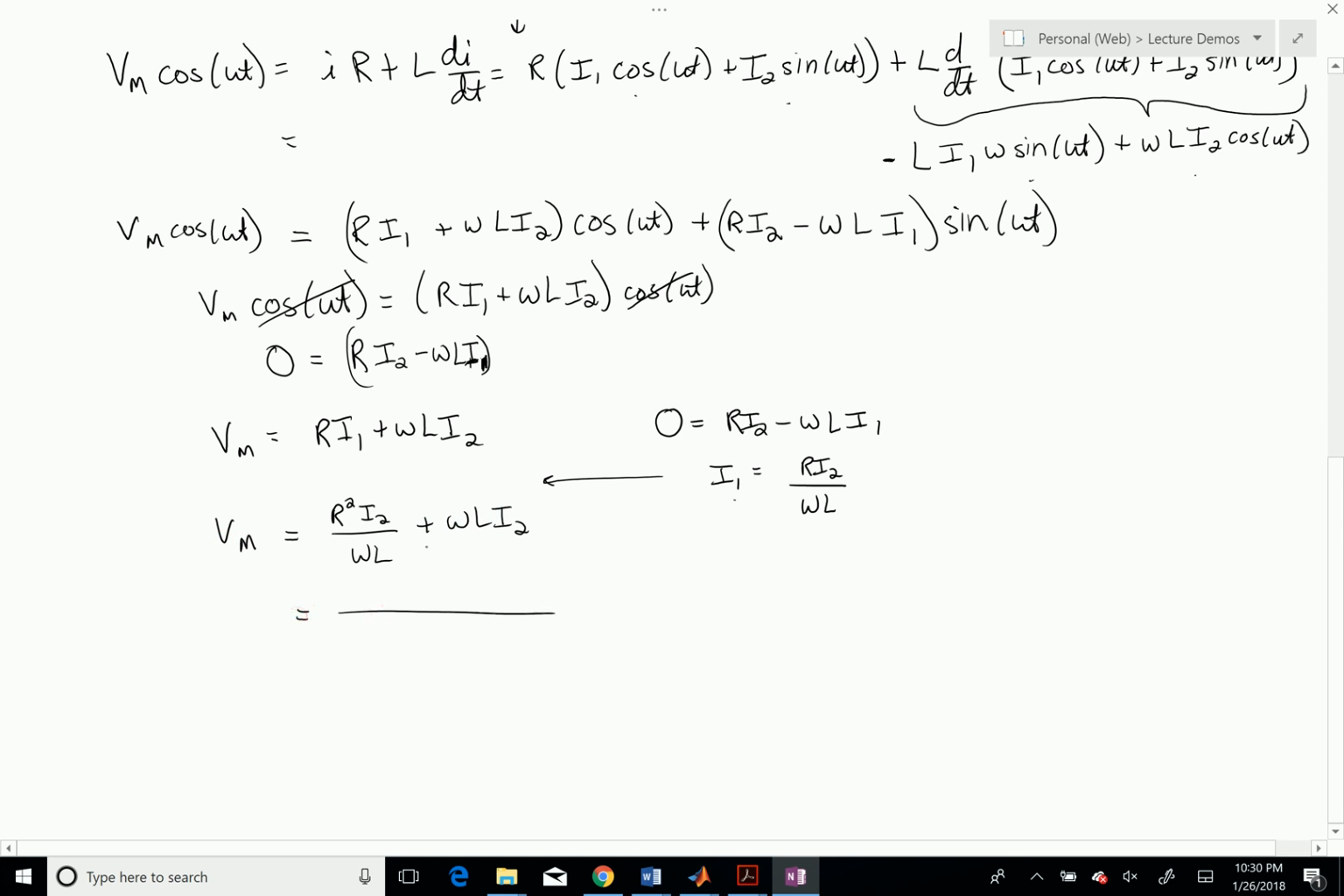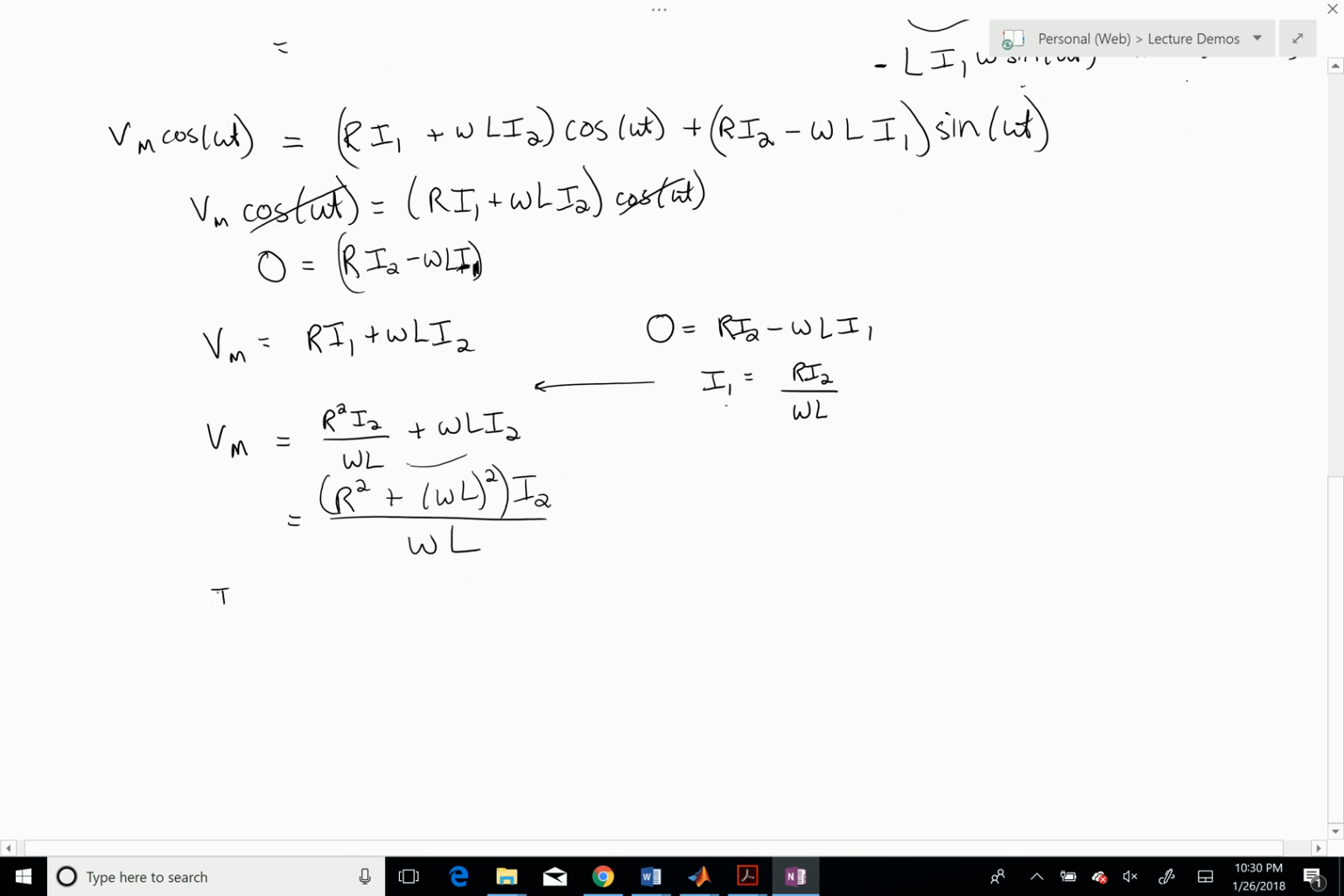So I have to get a common denominator in this equation, so I get omega L on the bottom. This ends up with R squared plus omega L squared, all of that times I2. So I2 has to be equal to omega L over R squared plus omega L squared, times Vm. All I'm doing here is getting a common denominator and then rearranging to solve for I2.